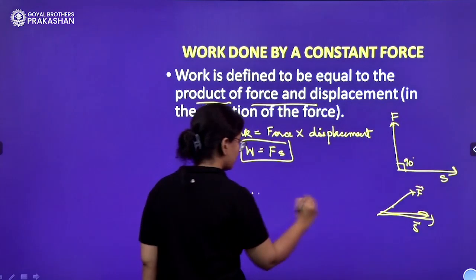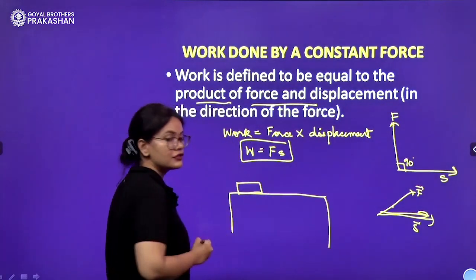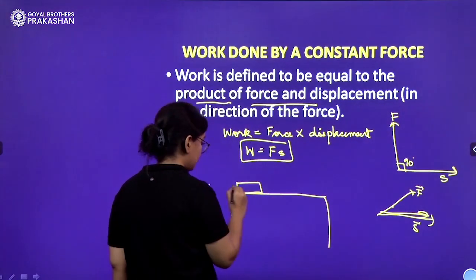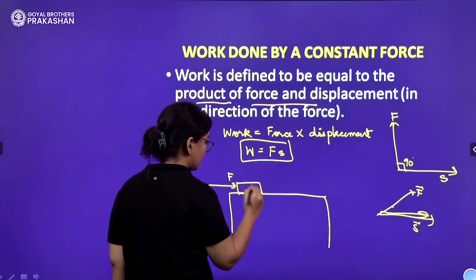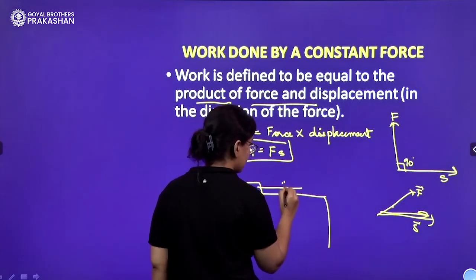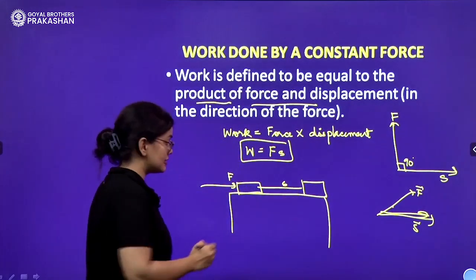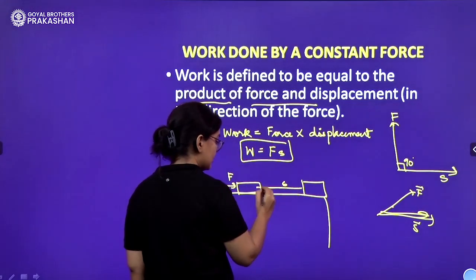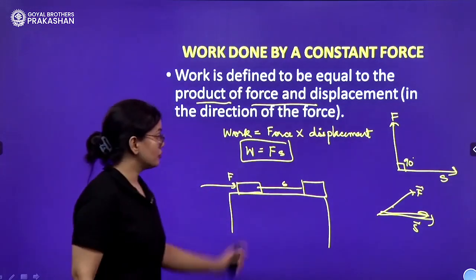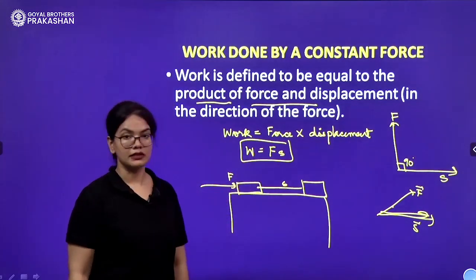How do we decide it? Suppose there is a block which is here. You applied a force F and this is the displacement S because the block has come over here. So obviously this is the displacement S and it is in the direction of force only. So the work done is force into displacement.